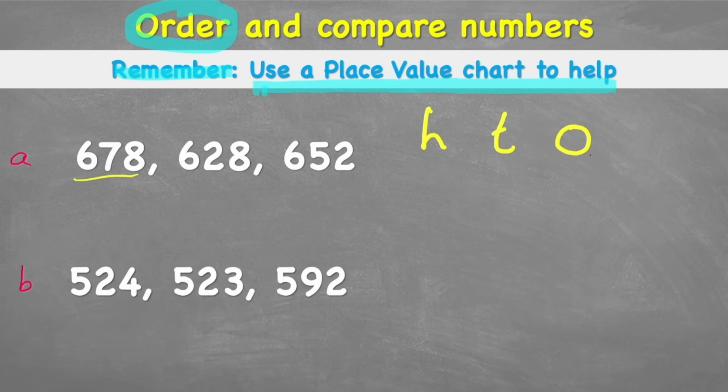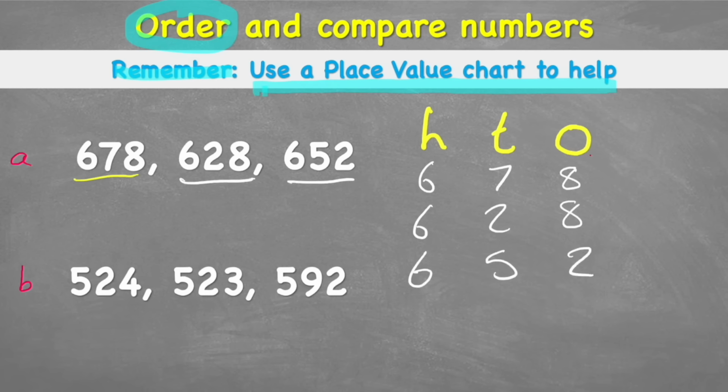I have 678, I have 628, and I have 652. And now we need to understand some things about our place value columns. We need to understand that our smallest column is obviously here, our ones. So whatever's in our ones has the smallest value. Then we have the tens, our next smallest value, and then our largest value we have as hundreds.